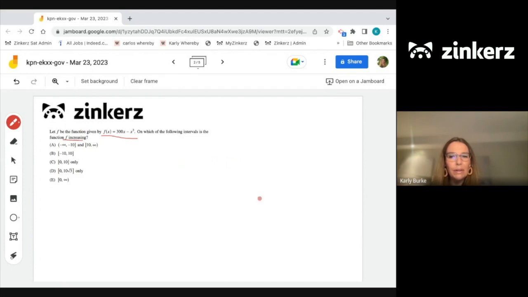So how do we figure out increasing? Well, we're going to take the first derivative, f prime of x. It's increasing if f prime of x is greater than 0, or if it's positive. That would mean that f of x is increasing. So step 1 is to find f prime of x. f prime of x is equal to 300 minus 3x squared.